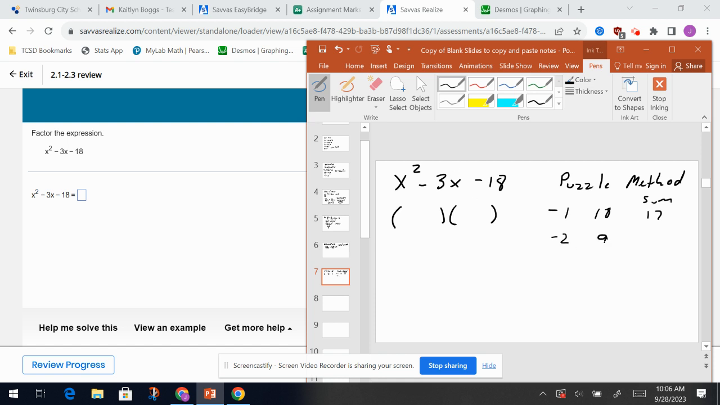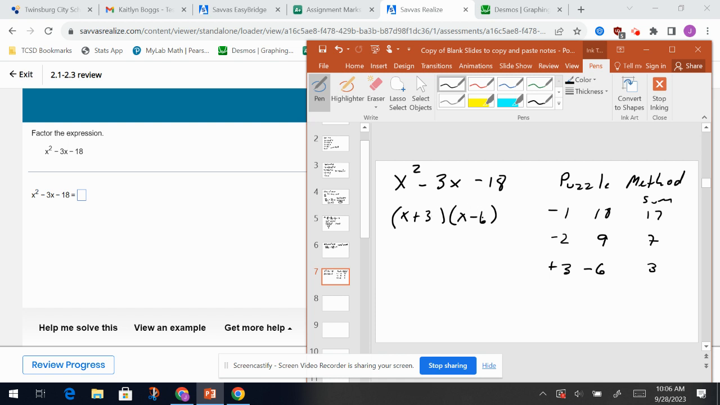Negative 2 and 9. Add those together, that would be 7. Negative 3 and 6. I add those together, and that gives me a positive 3. I need a 3, but I don't need it to be positive. I need it to be negative. So what I can do is just change these signs. And I put x plus 3, x minus 6.